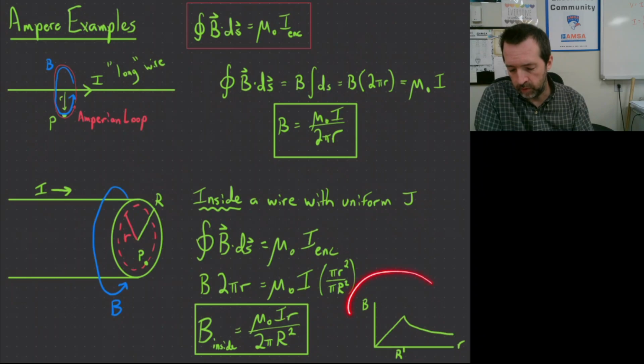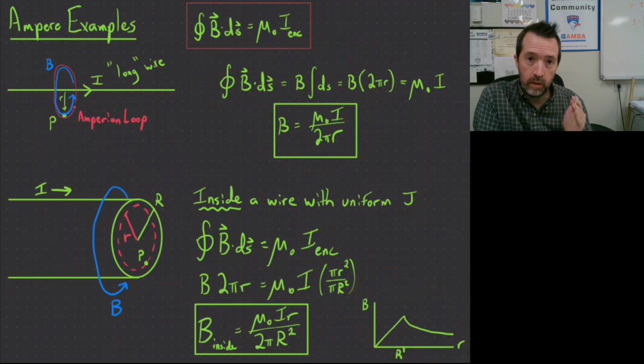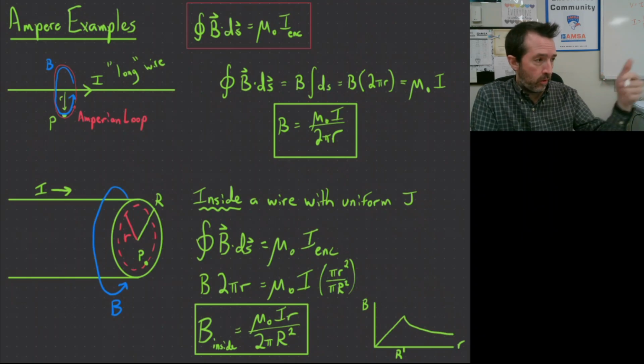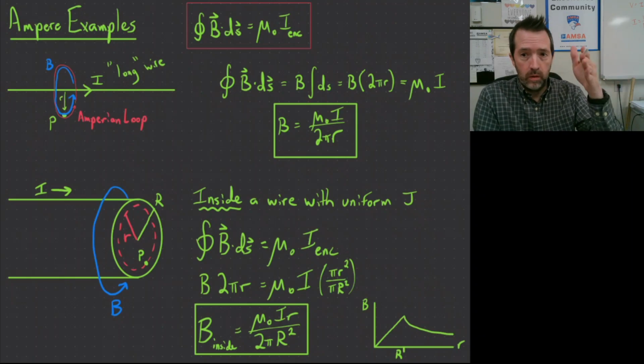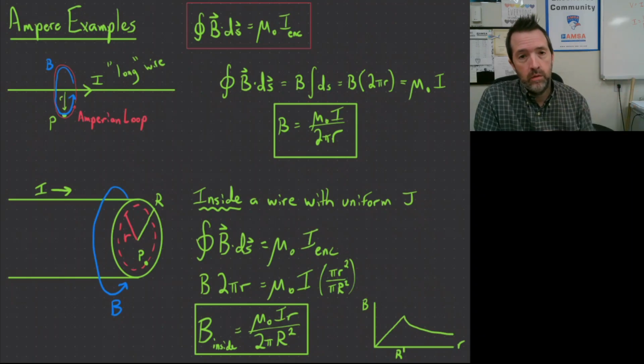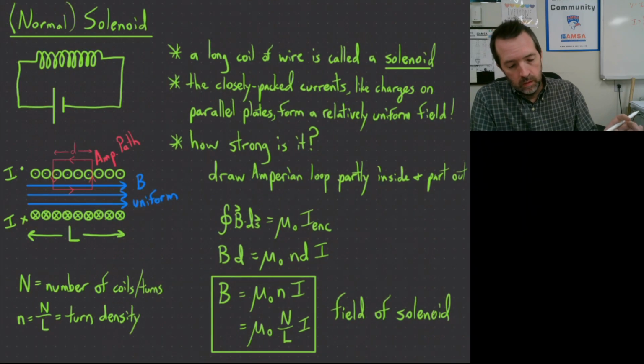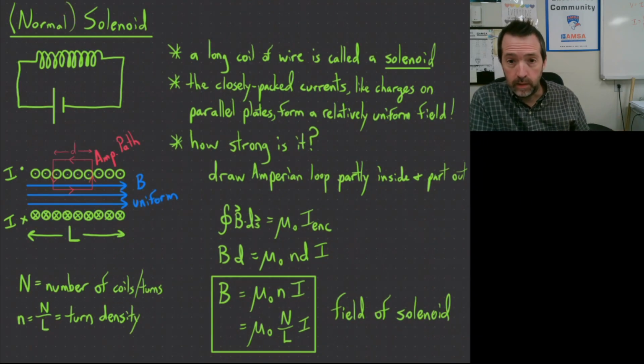If I were to sketch a graph of it, it would look like that. I have a linear increase in the magnetic field as a function of r as I move from the center of the wire out towards the edge. And then once I reach the edge of the wire, the field starts to drop off, following a 1 over r proportionality. All right, next example.